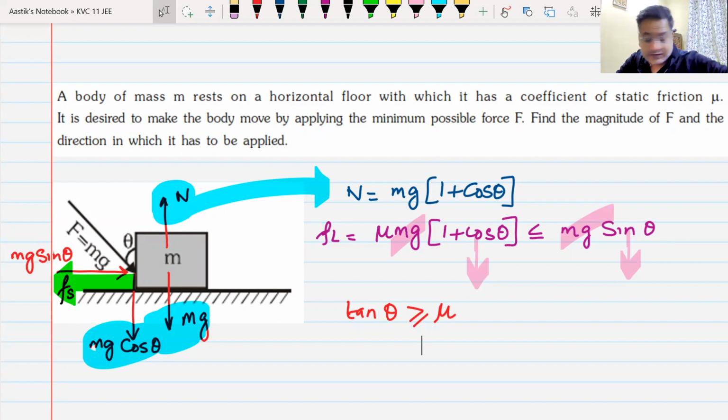Okay, this is a question. In the previous question, we were given the value of that force. Okay. Now I will present another type of question. Which is this one.